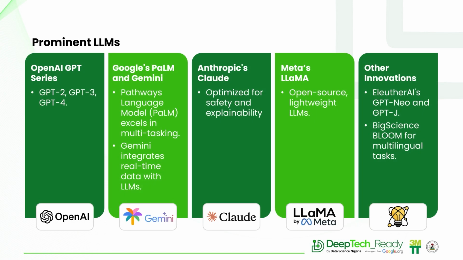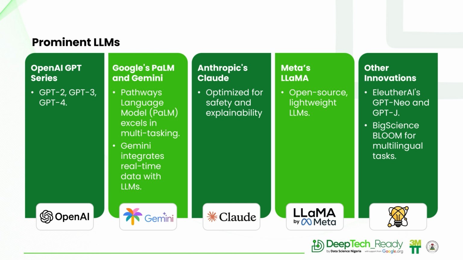There are several prominent large language models shaping the AI landscape today. For example, we have the OpenAI GPT series. This includes GPT-2, GPT-3, and GPT-4, which have progressively improved in scale, capabilities, and reasoning, becoming benchmarks in generative AI. We also have Google's PaLM and Gemini. PaLM, or Pathways Language Model, is designed for multitasking and excels at diverse applications. Gemini goes a step further, integrating real-time data capabilities with LLMs.